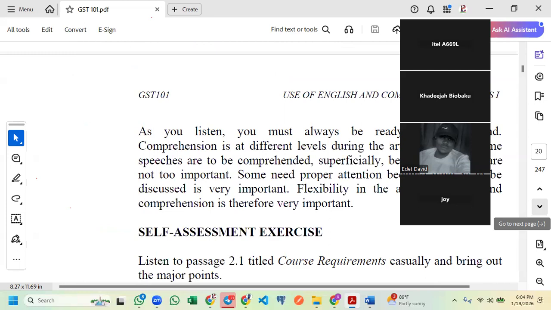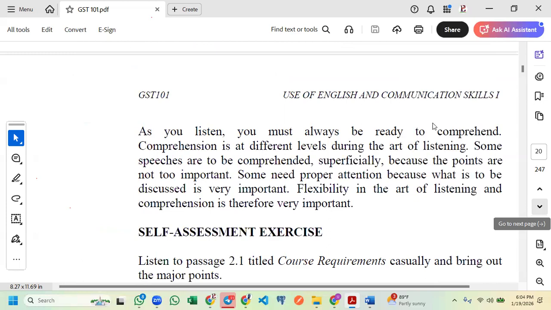Okay, so as you listen, you must always be ready to comprehend. Comprehension is at different levels during the act of listening. Some speeches are to be comprehended superficially because the points are not too important. Some need proper attention because what is to be discussed is very important. Flexibility in the art of listening and comprehension is therefore very important.